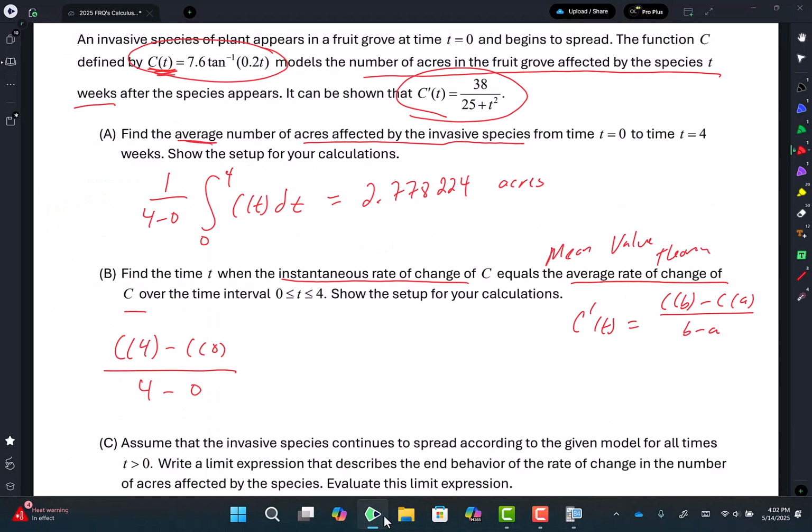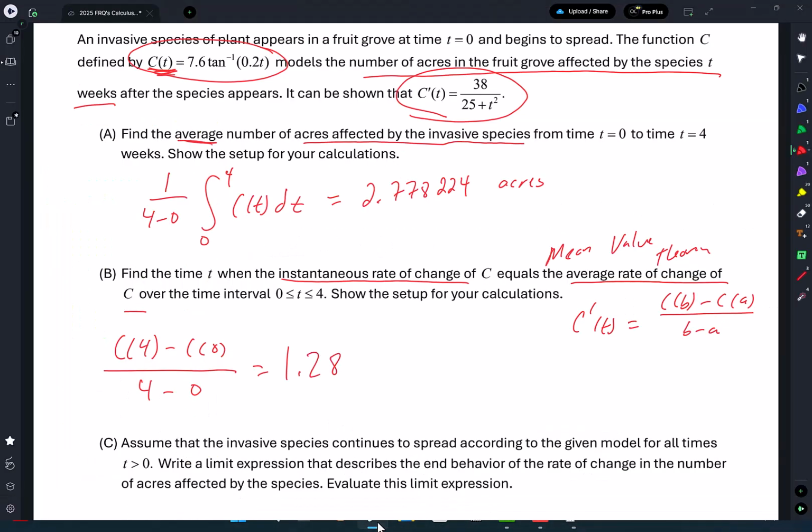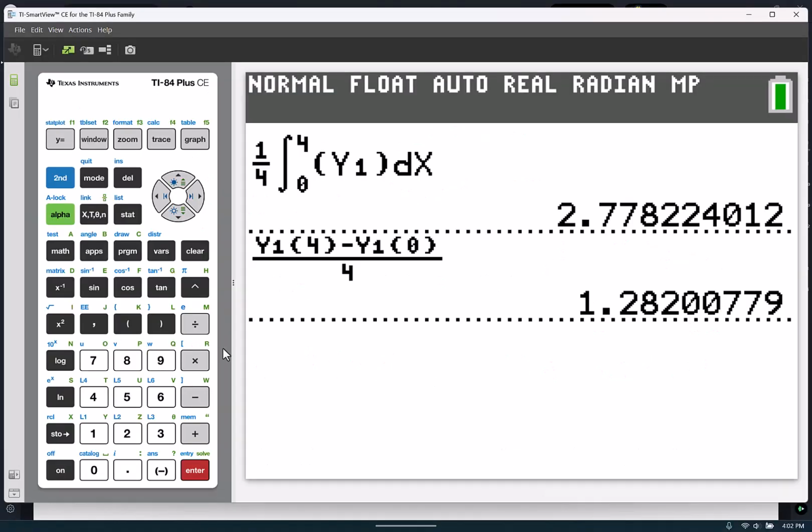So I got 1.28200. I'm going to store this to A. You don't have to necessarily show that within the problem here. You can just say, now I want to find where the instantaneous rate of change, C prime, equals 1.28200. So in my calculator I'm going to write store into, and I'm just going to go down the alphabet. I'm going to store that into A.